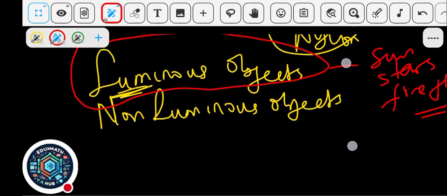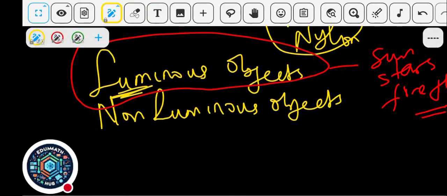But there's another set of objects called non-luminous. Non-luminous means they cannot give out their own light. An example of such an object is the moon. The moon does not give out light. At times you might see the moon shining at night. It's a lie. It's not giving out its own light. The moon is reflecting light from the sun. You understand? The moon does not shine on its own.